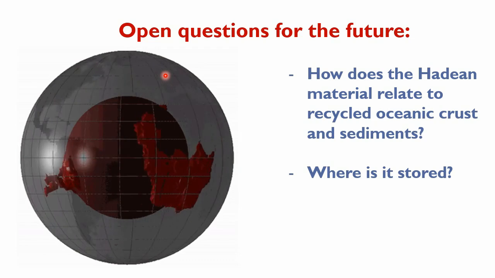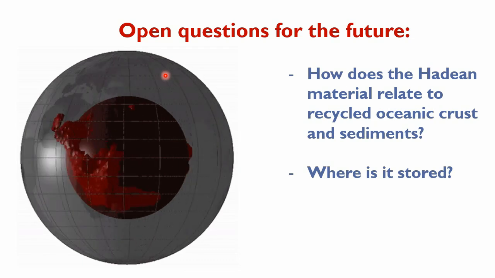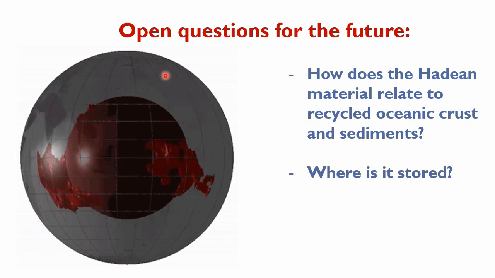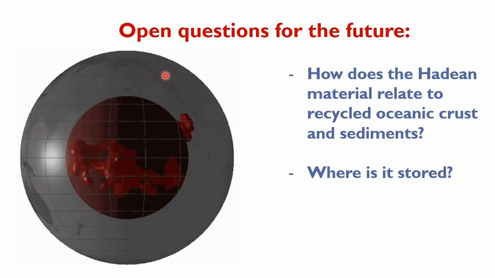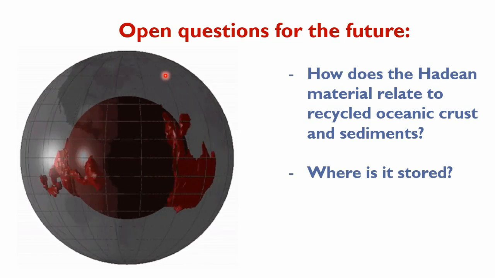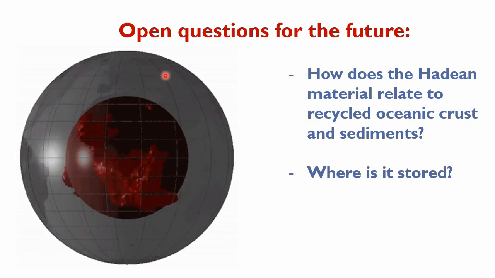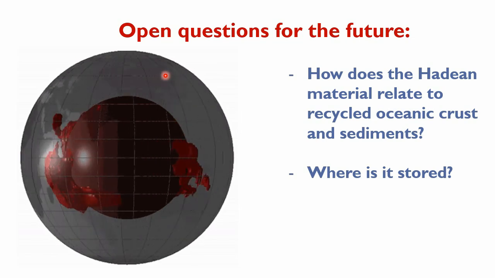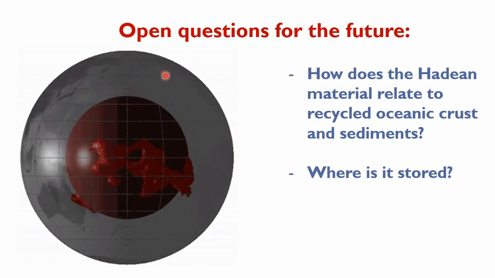So how does this ADN material relate to the recycled oceanic crust that I was talking about with this sedimentary cover? Are they connected? Are they in the same place? Are they in different places? And where are they stored? I think that's a question that we'll probably be able to answer if we work more with seismologists, with geodynamics, and people from complementary fields that can provide totally different constraints. But that's an important question. We need to know where it comes from.